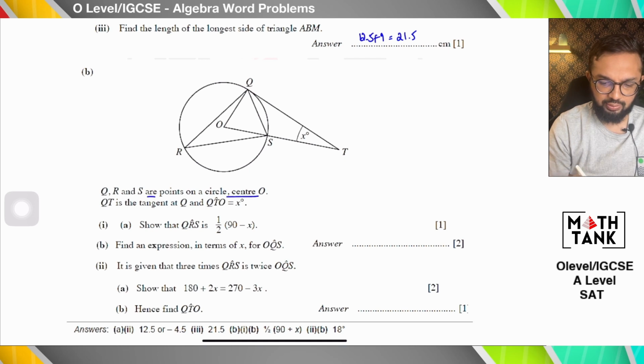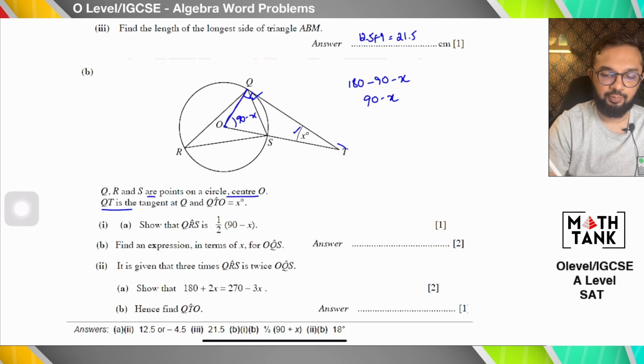Our points in the circle center O, QT is a tangent. So QT is a tangent, so the angle that it's making here should be 90 degrees. That's what I've written down. So this angle should then be, if you look at this triangle, I think it's going to later ask me to prove that. Okay, show that QRS equals half of 90 minus x. So I can say that if this is 90 and this is x, then this third angle must be 180 minus 90 minus x, as in the angles of a triangle. So this angle is 90 minus x.